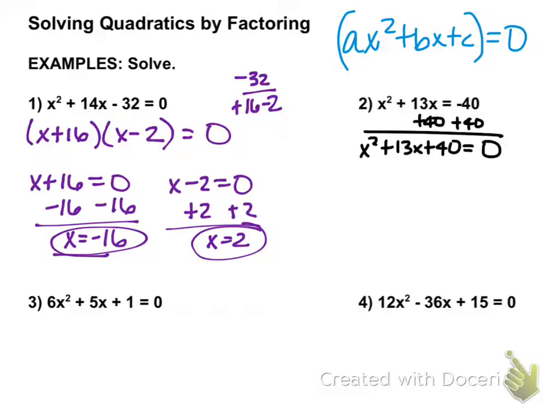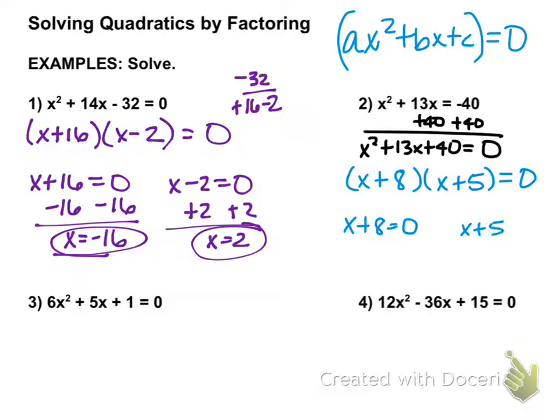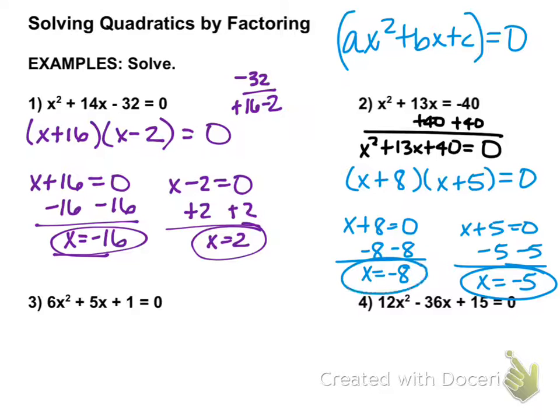So now I'm going to find factors of 40 that get me to 13. So I have x plus 8 and x plus 5. Those two multiply together to get me to 0. So either x plus 8 is equal to 0 or x plus 5 is equal to 0. Then I'm going to solve for x. So x is either equal to negative 8 or x is equal to negative 5. So both of these actually are your answers. So don't just write one or the other. Both of them have to be included in your answer.